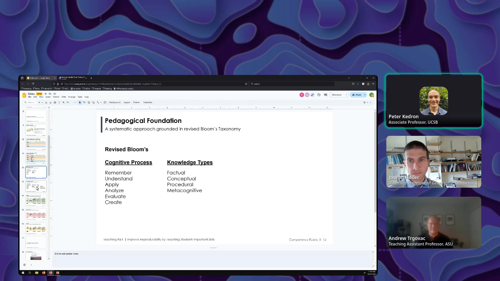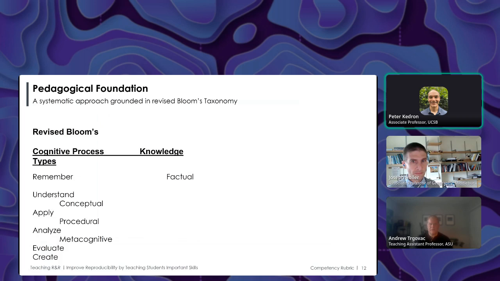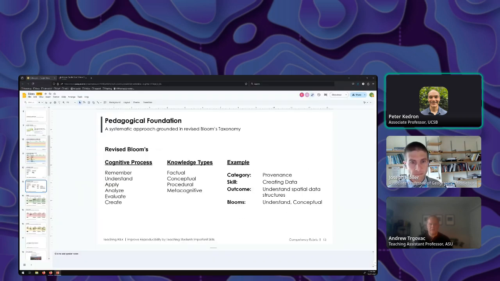So pop the next one, Joe. Thank you. So for example, here within that provenance category of competency, we have the skill of creating data. One of the outcomes at the foundational level of that is understanding spatial data structures. And similarly here, we've grafted that learning outcome to the pedagogical levels of Bloom's, so that this is an understanding focused level of cognitive process. And it's a conceptual knowledge type. It's understanding conceptually what these data structures are. So the entire rubric itself has that nesting, expanding structure of presenting the skills.